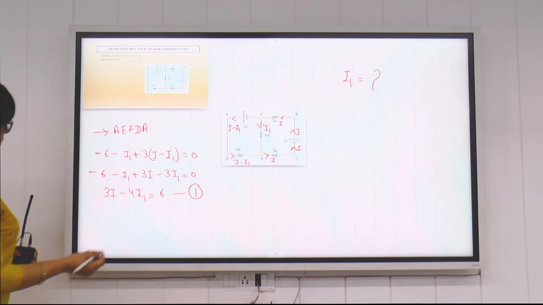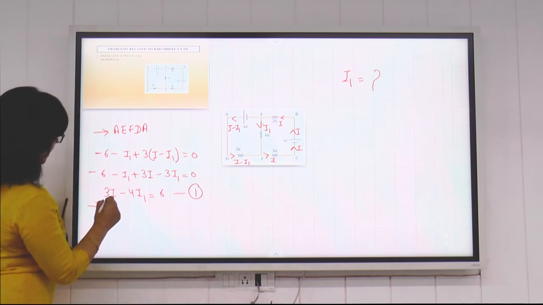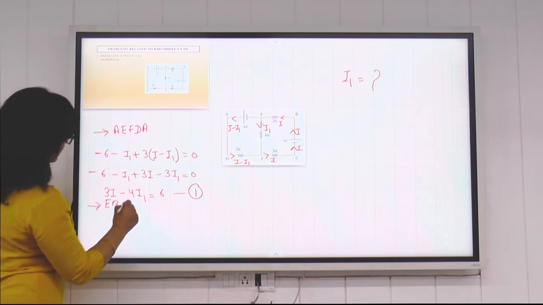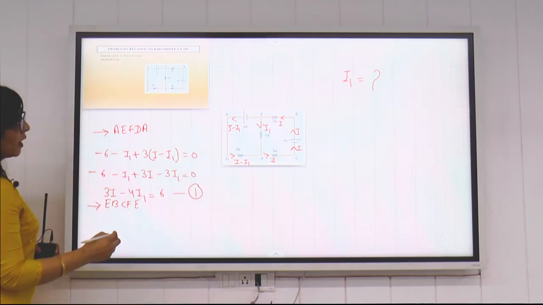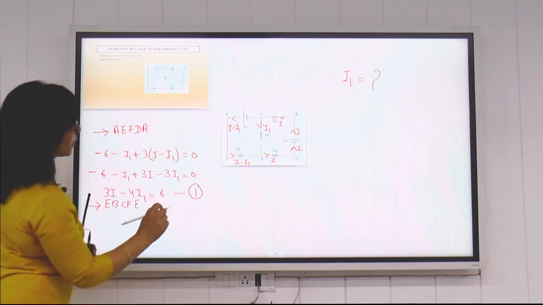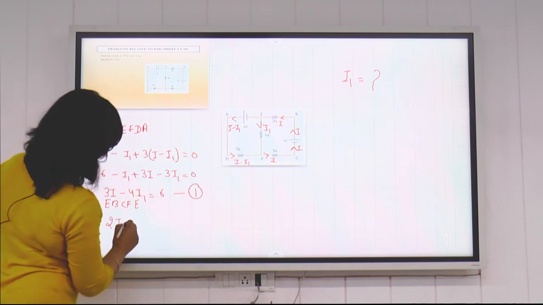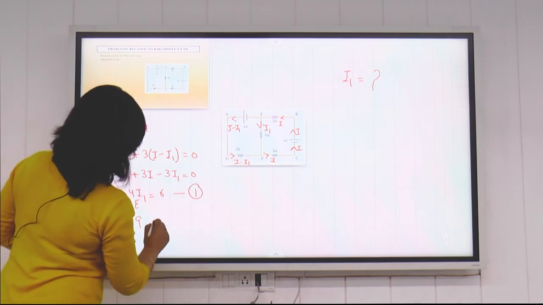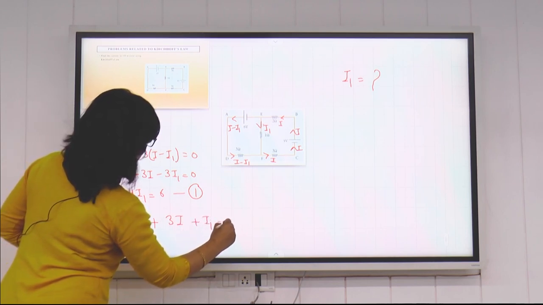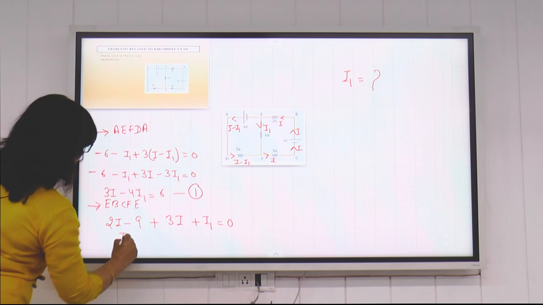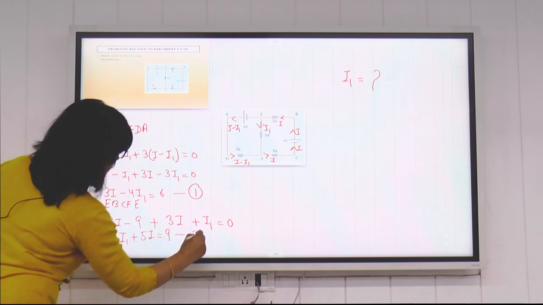We have two unknowns. Apply another equation. We apply the KVL in the loop E, B, C, F, E. E to B, our direction is opposite to current, so the drop is positive. Falling potential, minus 9. Plus 3I plus I1 is equal to 0. I1 plus 5I is equal to 9. That is equation 2.